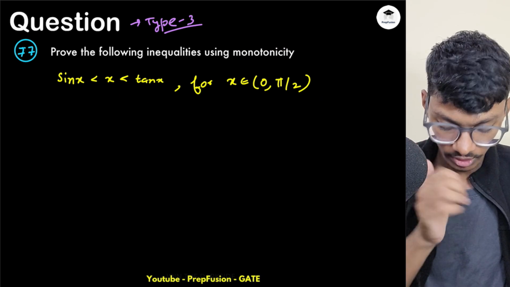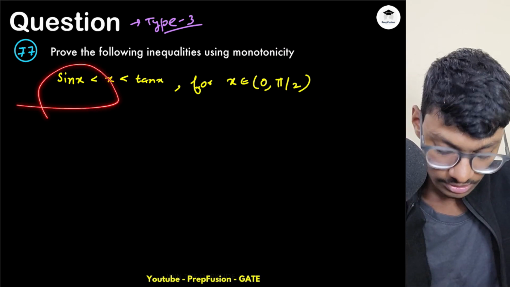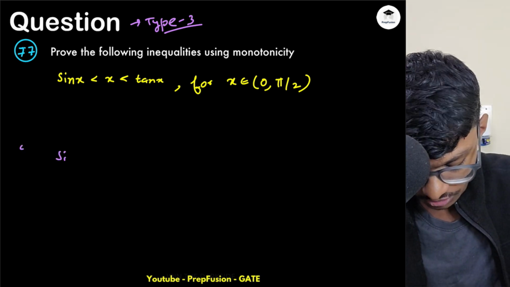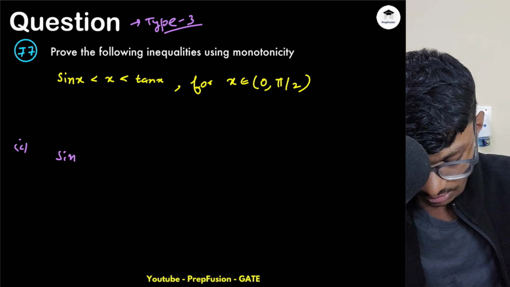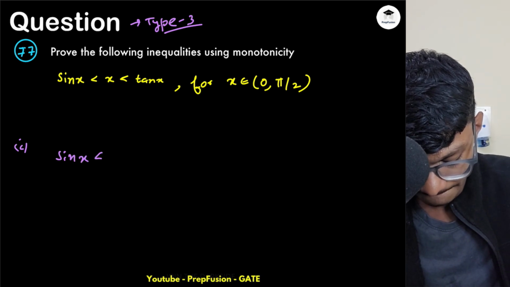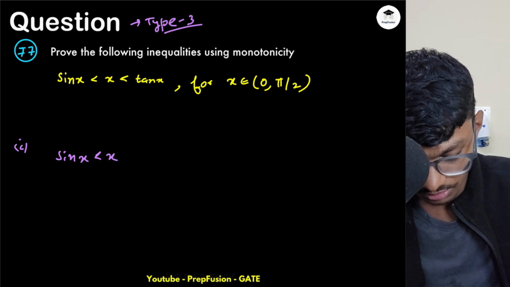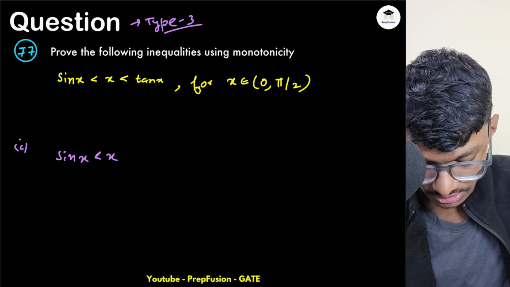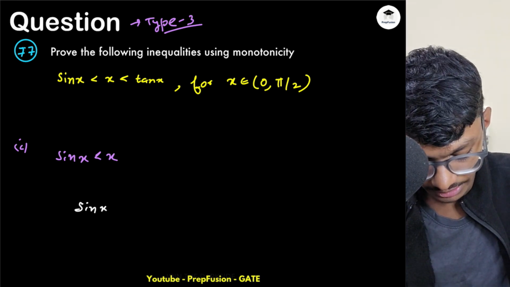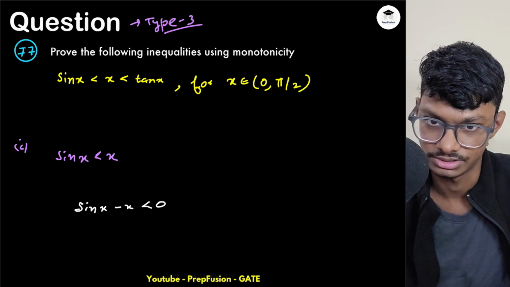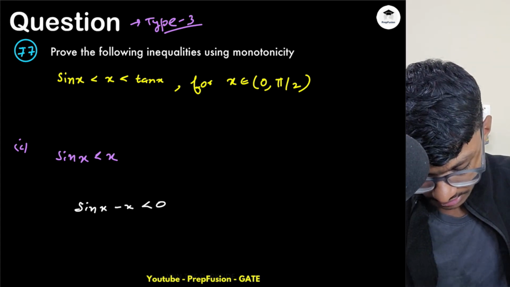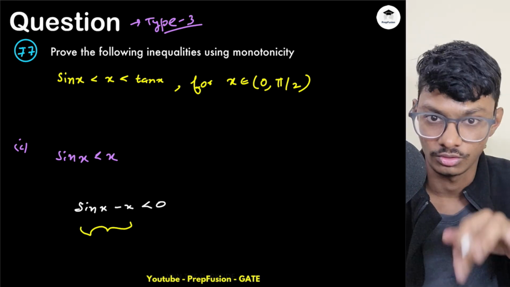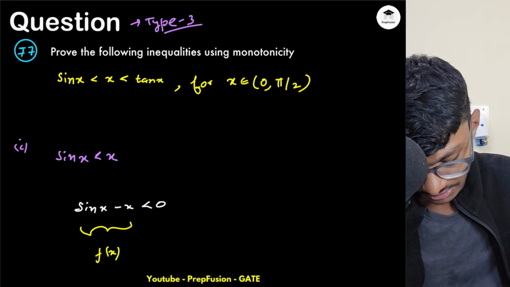So what can we do? It is talking about sin x being less than x, so I can take this portion as case 1. There is a debate that sin x is less than x. If sin x is less than x, that means I can rewrite it as sin x minus x has to be less than 0. Now I can take this function and find the derivative and check whether the derivative is always less than 0 or not. So I can write this as f of x.